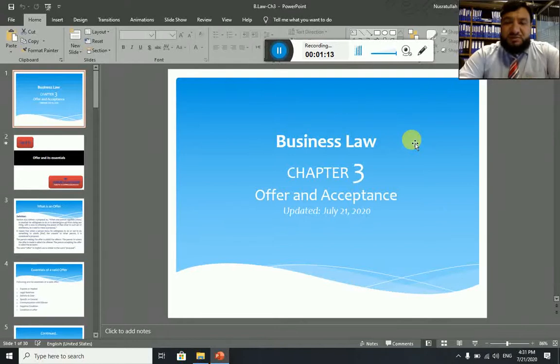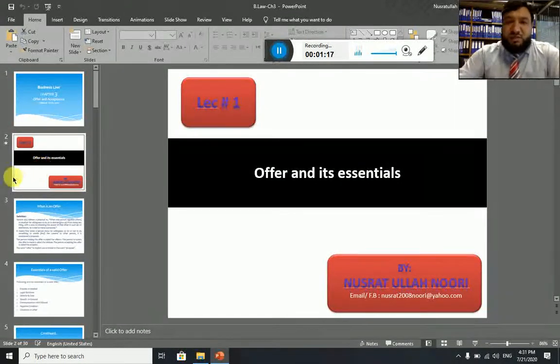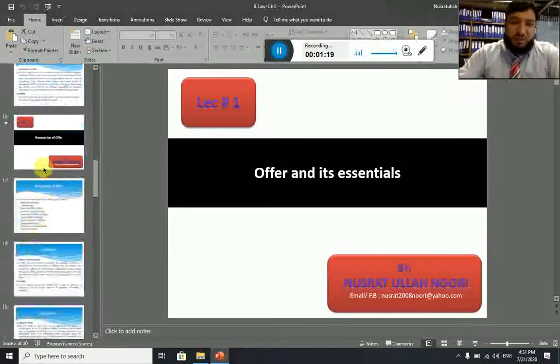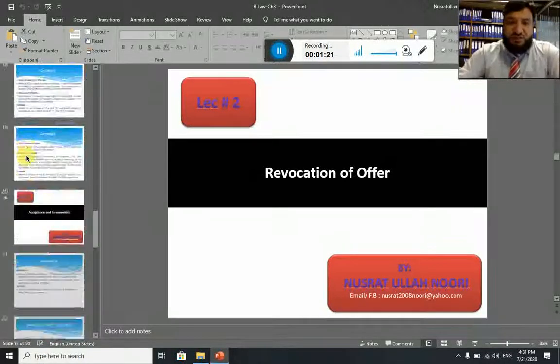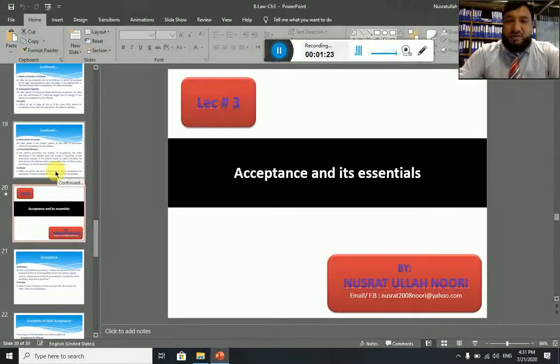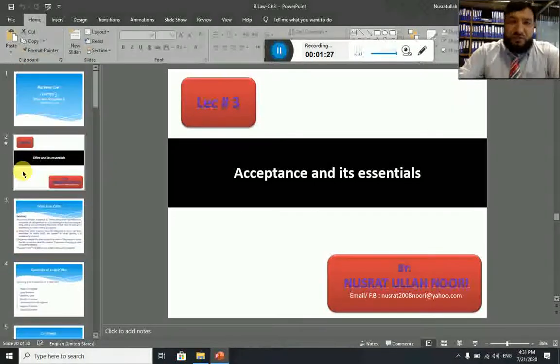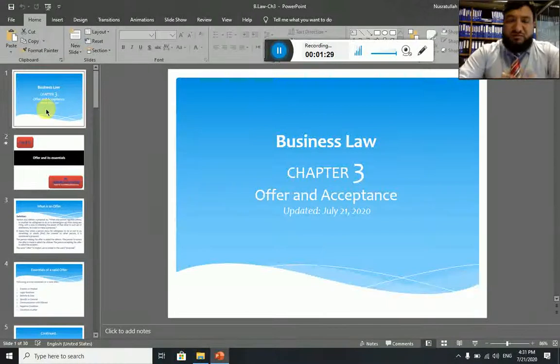This chapter has been divided into 3 lectures. Lecture number 1 talks about the offer and its essentials. Lecture number 2 talks about the revocation of the offer, and lecture 3 is about the acceptance and its essentials. So today in lecture number 5 we'll have discussion on the offer only. We'll have discussion on offer and its essentials and the revocation of the offer. So let's begin.